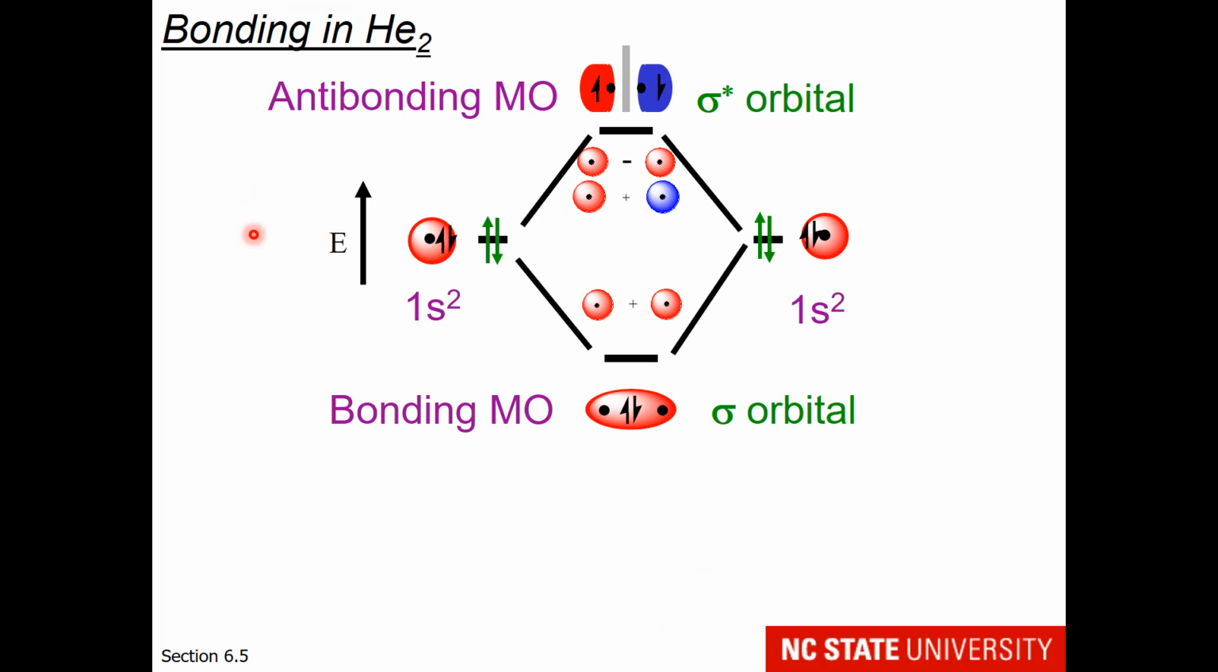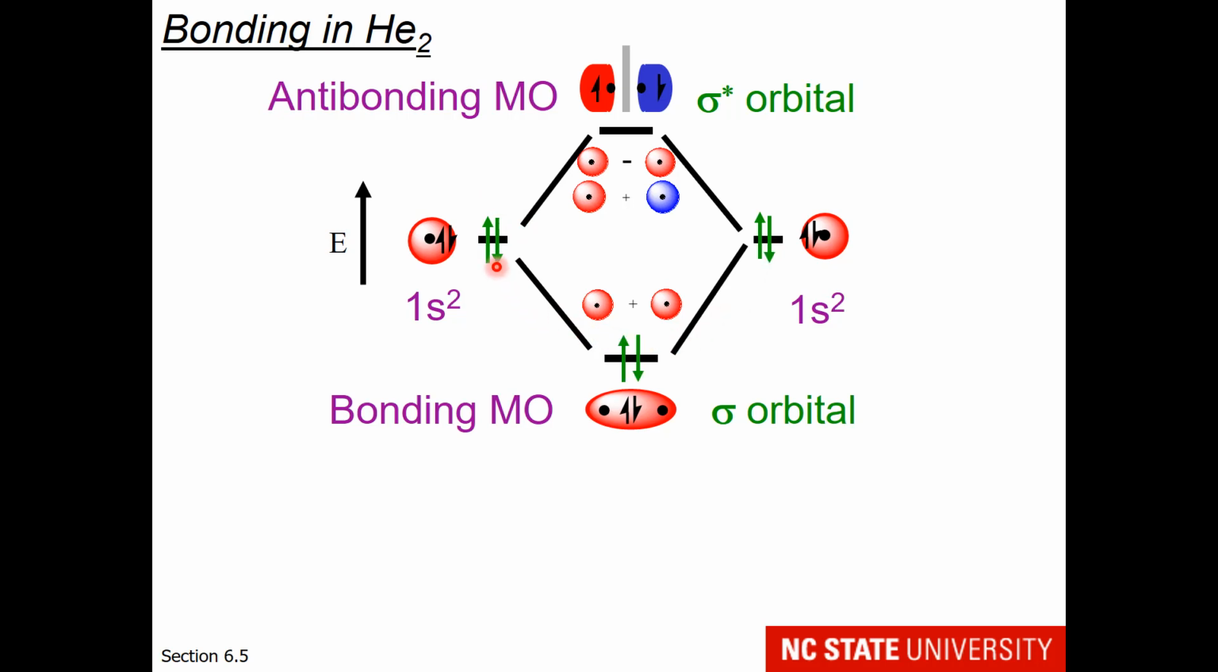MO theory has predictions to make about the formation of other molecules. For example, let's consider bonding in helium-2. Helium is a noble gas, so it's unlikely to bond, and MO theory confirms this. If we look, this time we have the same molecular orbitals, but instead of one electron coming in from hydrogen, we have 2 electrons coming in from helium, which means a total of 4 electrons in the diagram.